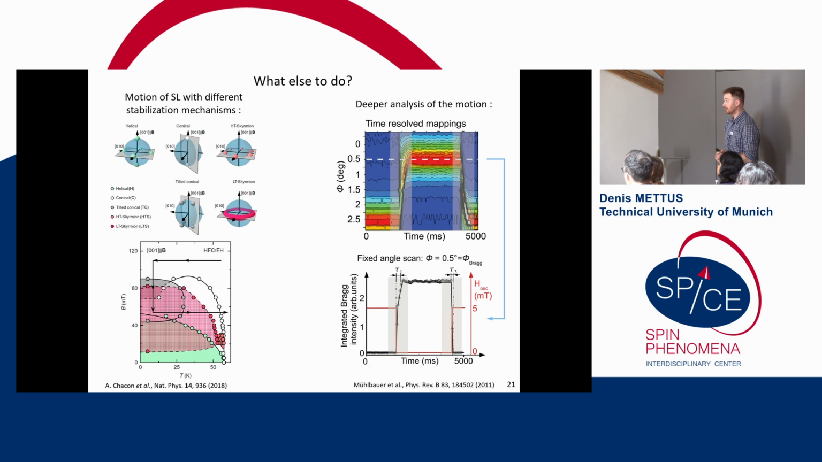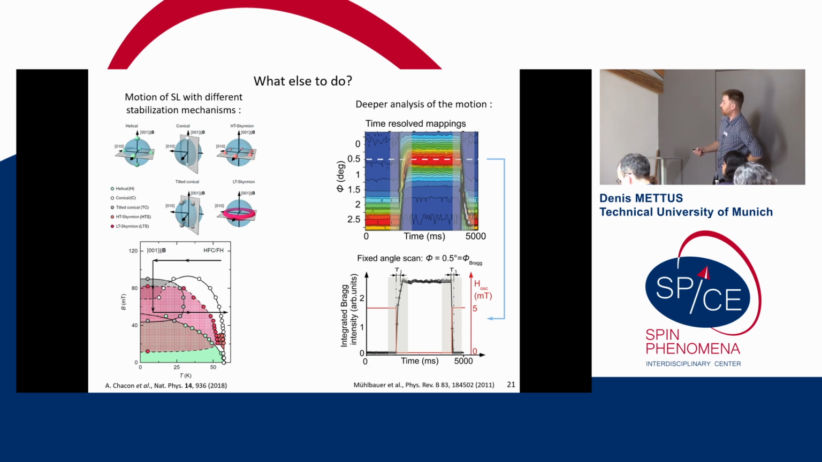So what else is to be done in this? Unfortunately, we don't have neutrons now at FM2, but we hope that one day we'll get them back. And there are a lot of plans for what we could measure. For example, there is a second skyrmion phase at low temperatures, which has a different stabilization mechanism. And it would be interesting to map out the transition between the 2 phases and see how the motion within the low temperature skyrmion phase is different from the high temperature skyrmion phase.